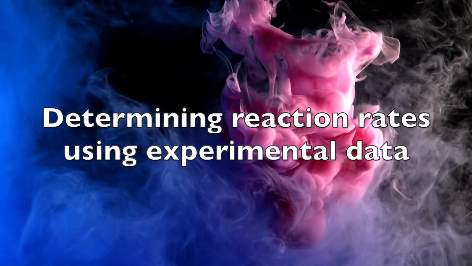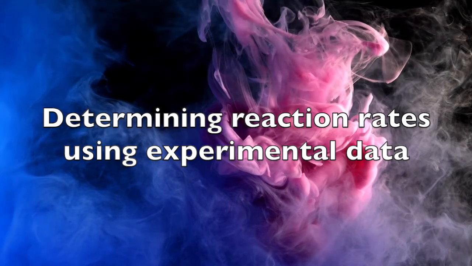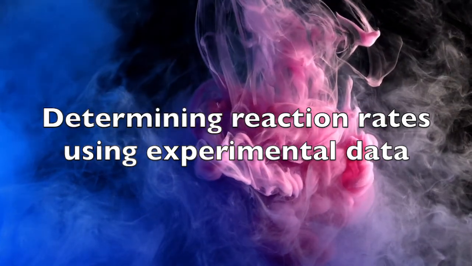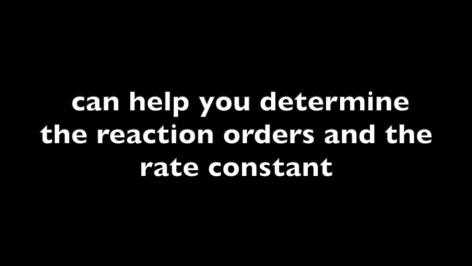In today's video, we're going to explore how we can use experimental data to determine a rate law for a reaction. Usually, reaction rates have to be determined experimentally. A common experimental approach to the determination of rate laws is called the method of initial rates. This method involves measuring reaction rates from multiple experimental trials that are carried out using different initial reactant concentrations. Comparing the measured rates for these trials can help you determine the reaction orders and the rate constant. From this information, you can formulate a rate law.